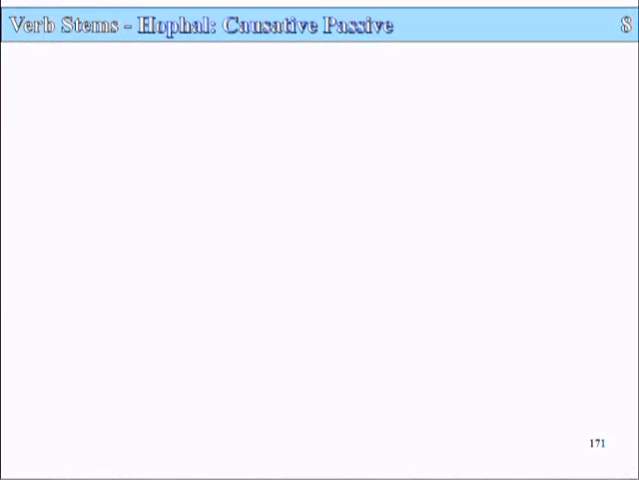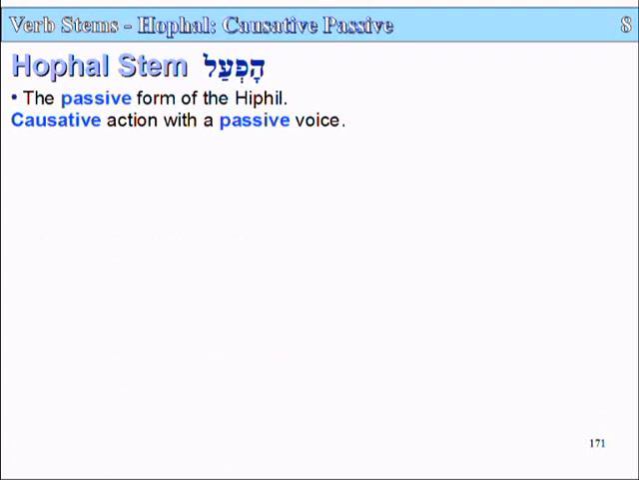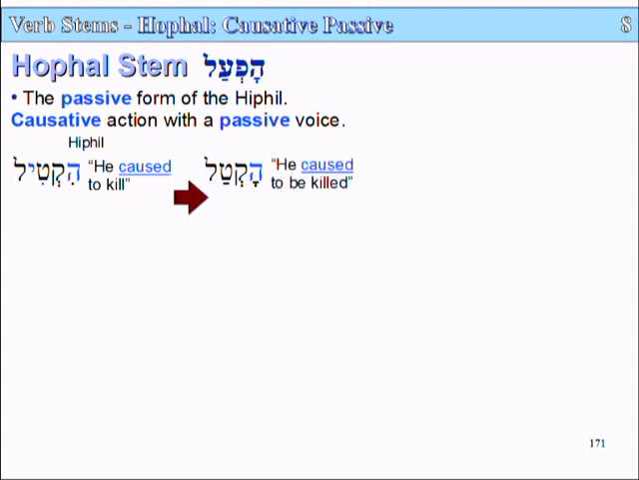Slide 171, Lesson 8, Verb stems, Hophal, the causative passive verb stem. The Hophal stem is the passive form of the Hiphal. It means causative action with a passive voice. So if we take the Hiphal verb, hiktil, he caused to kill, and we change it to a Hophal, it becomes haktal, he caused to be killed. Now that does not look too different.